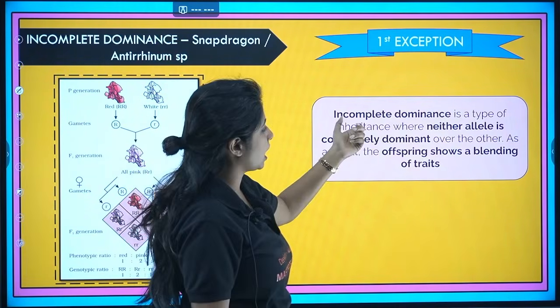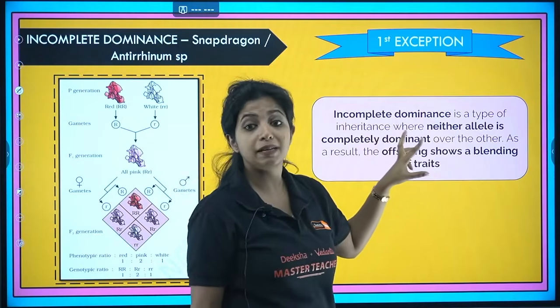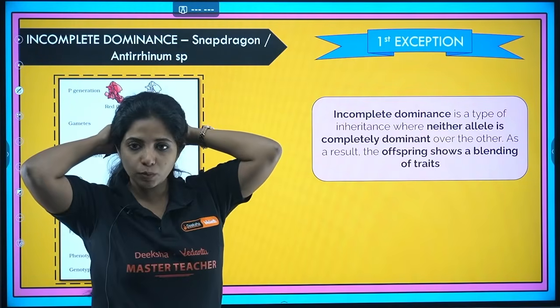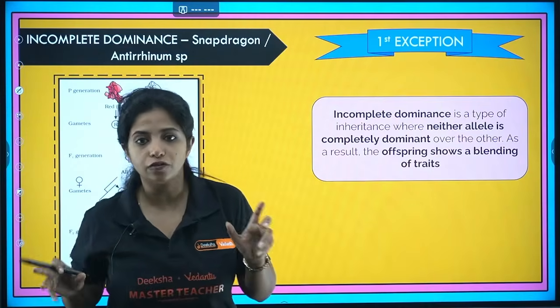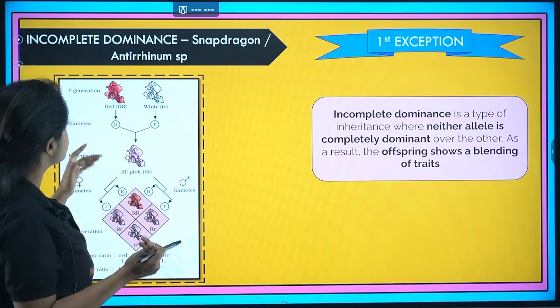Incomplete dominance is a type of inheritance where neither allele is completely dominant. Neither of the alleles is going to be completely dominant over the other. The result is that they often show a blending of traits, which was not usually seen.